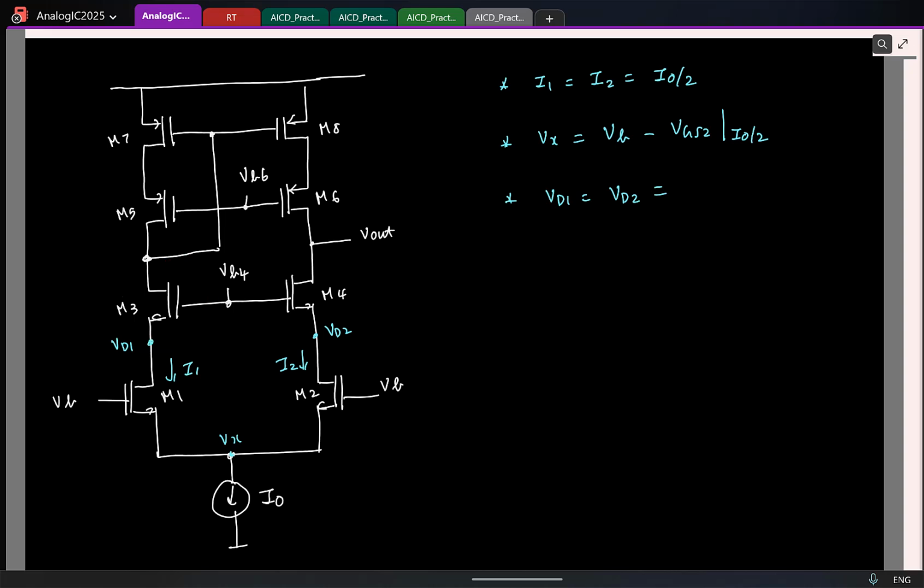Okay. So what is this voltage now? It is determined by VB4. So what is the value? VB4 minus VGS of which transistor? M3 or M4, both are same here. So I'll write it as VGS4 at what current?